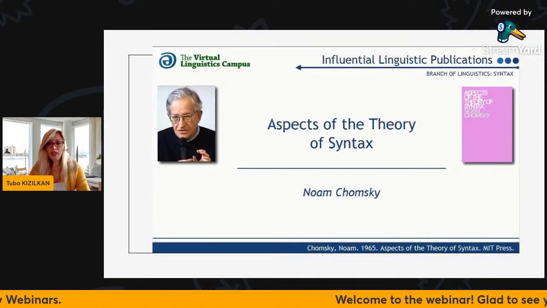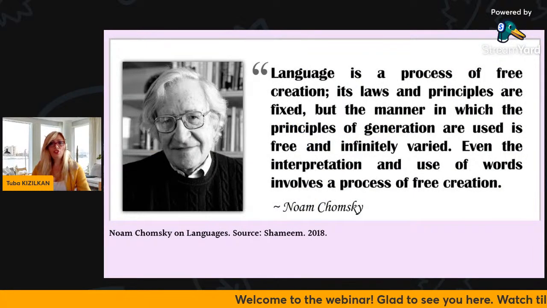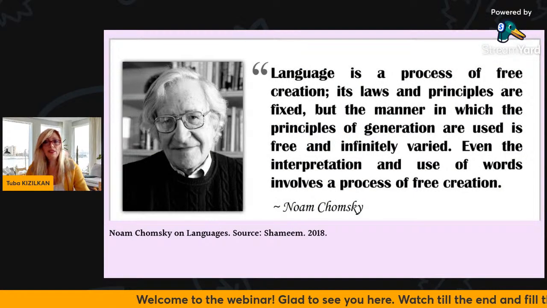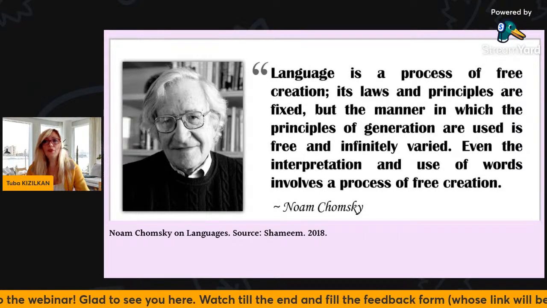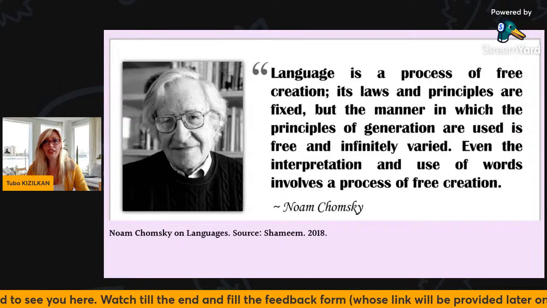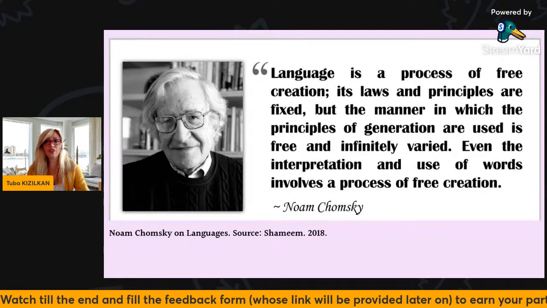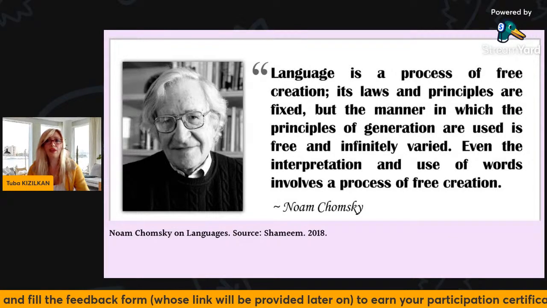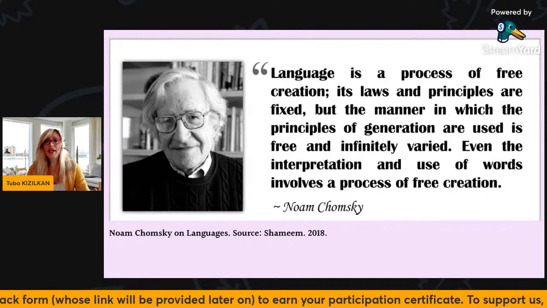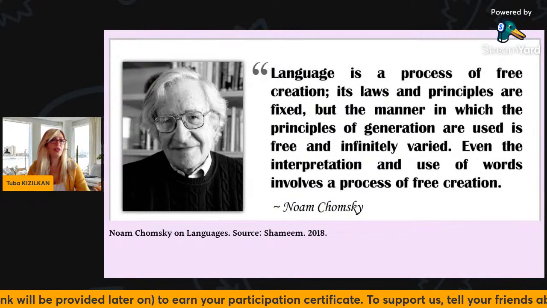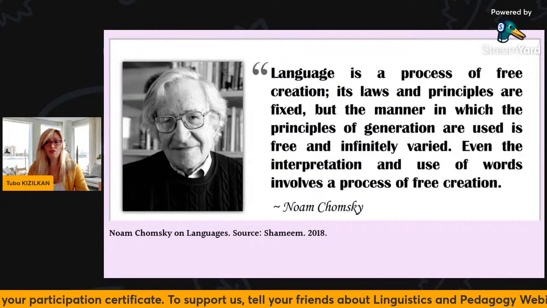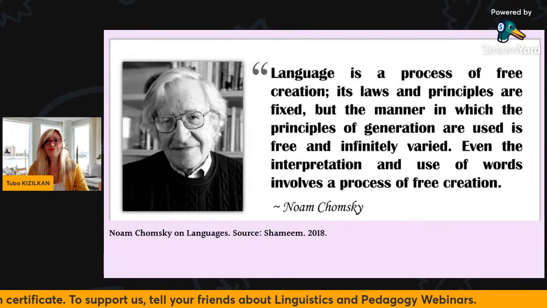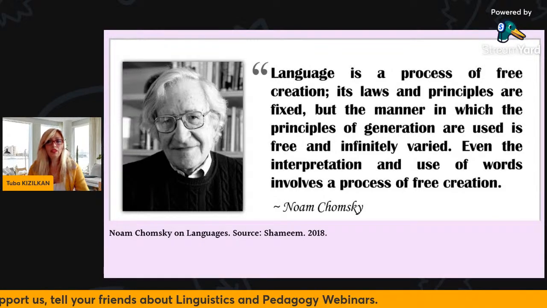And we have a quotation by him, and he says, "Language is a process of free creation. Its laws and principles are fixed, but the manner in which the principles of generation are used is free and infinitely varied. Even the interpretation and use of words involves a process of free creation." This gives you an idea of his perspective of language.